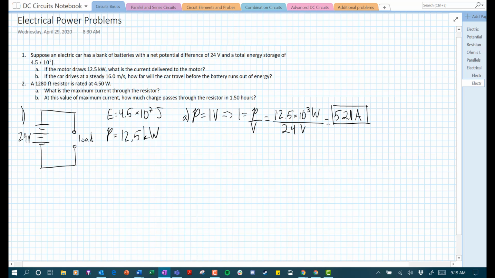B, if the car drives at a steady 16 meters per second, how far will the car travel before the battery runs out of energy? So in part B, we're given that the speed is 16.0 meters per second. We want to find the distance traveled before it runs out of energy. Well, to get the distance, we can use speed is distance over time if we know the time. Now, we don't know the time, so let's see if we can find the time.